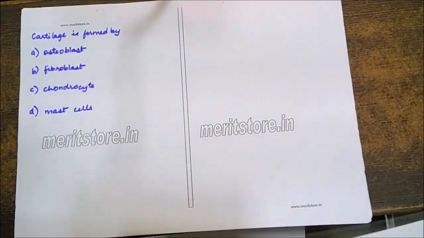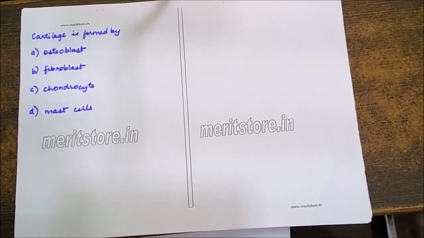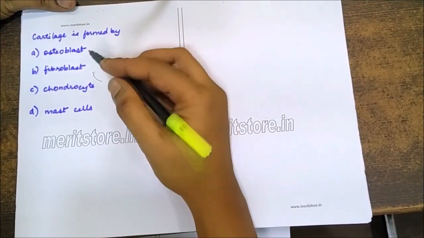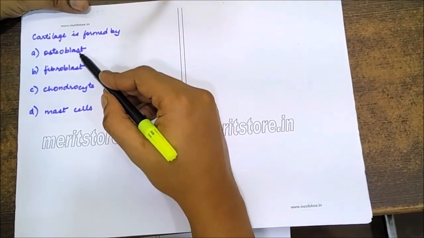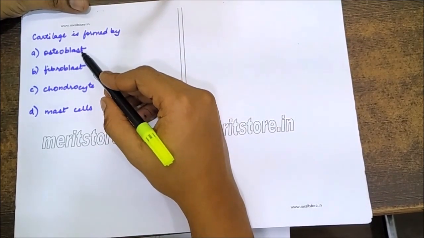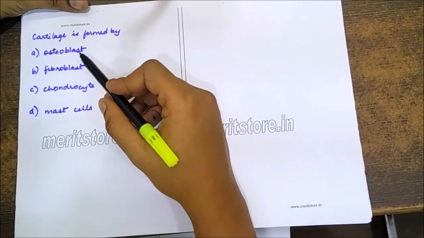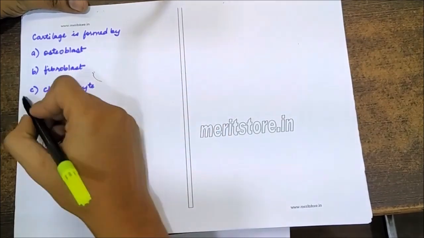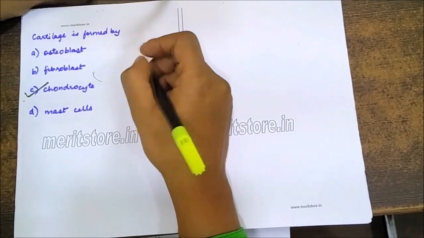Next. Cartilage. Cartilage is formed by osteoblasts. No, osteoblasts are bone forming cells. Okay, so cartilage is neither formed by osteoblast, neither by fibroblast, neither by mast cell. It is formed by chondrocytes.